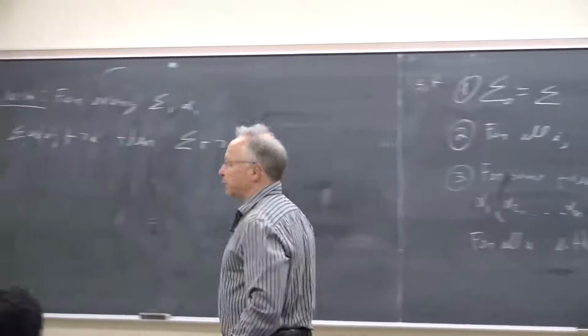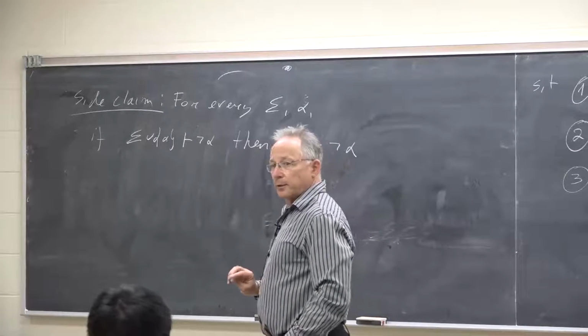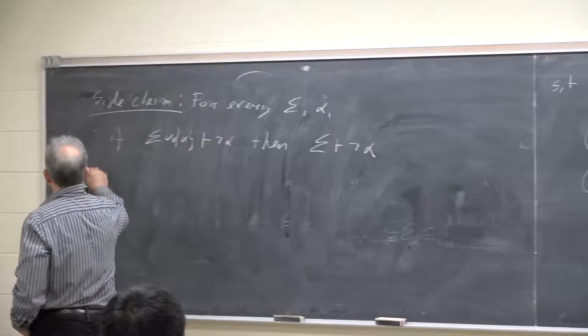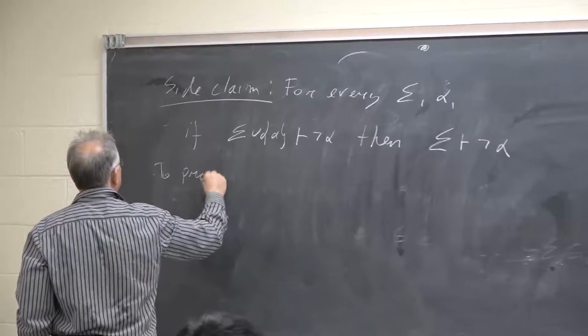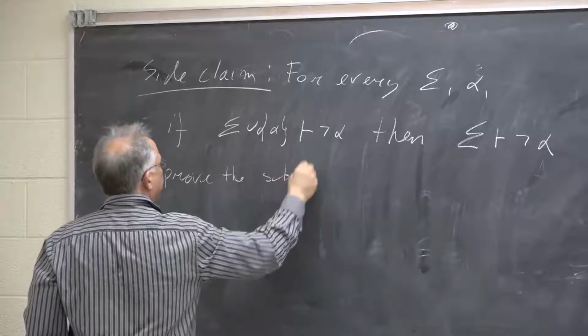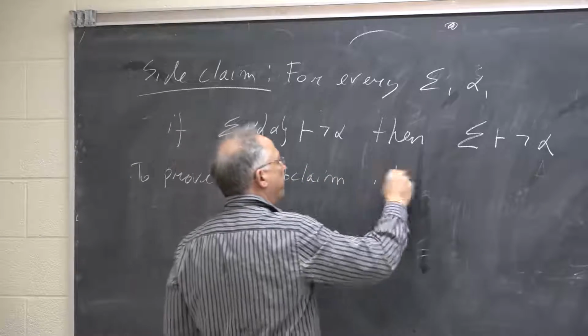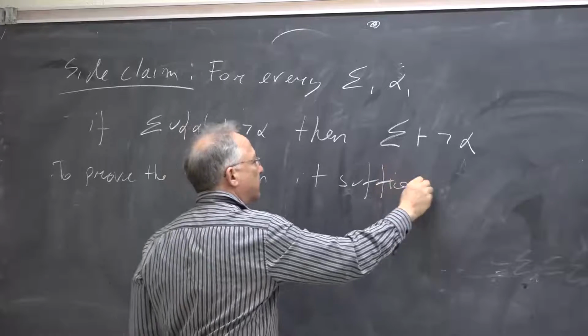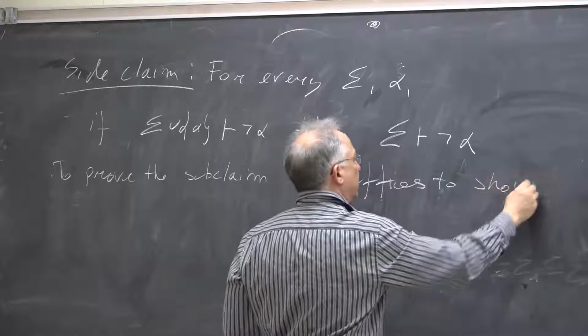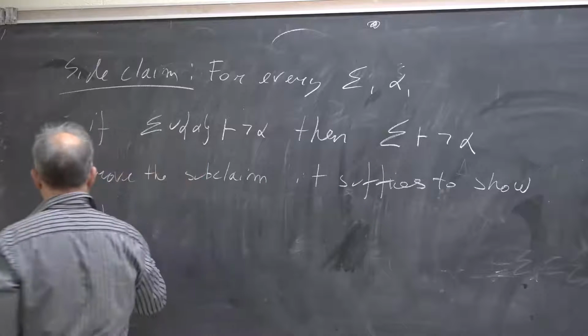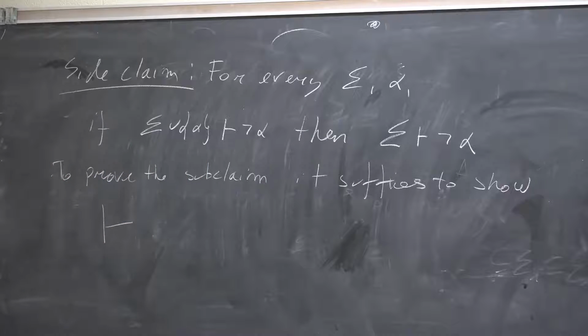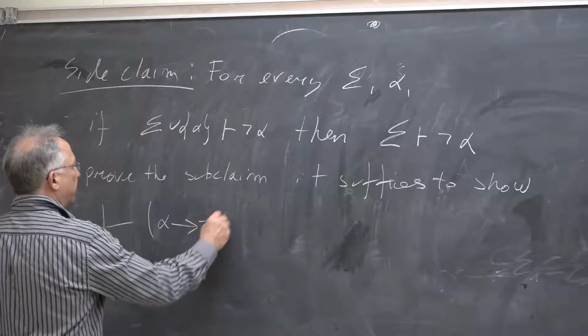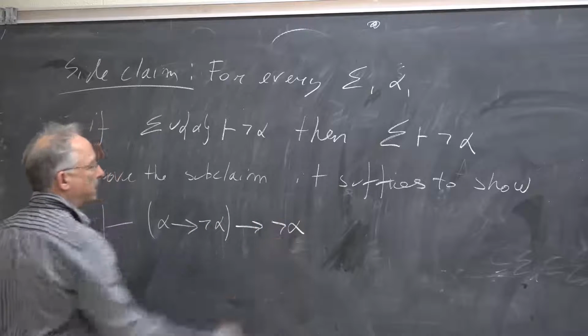Now, to show the claim, I will only reduce it to a statement about formal proofs. I mean, here we need a formal proof. But what we need here, to prove the subclaim, it suffices to show that we can prove from our proof system that if alpha arrows not alpha, then not alpha.